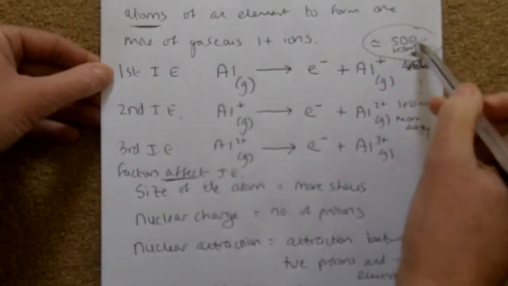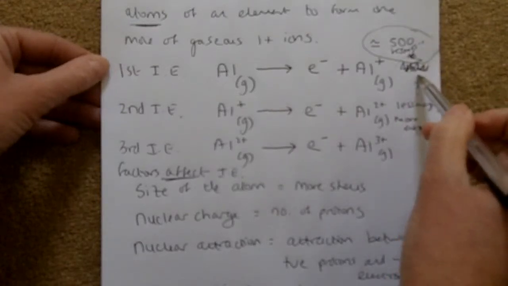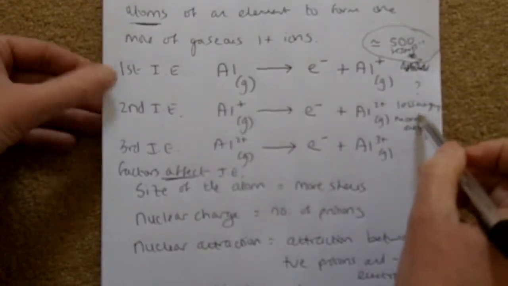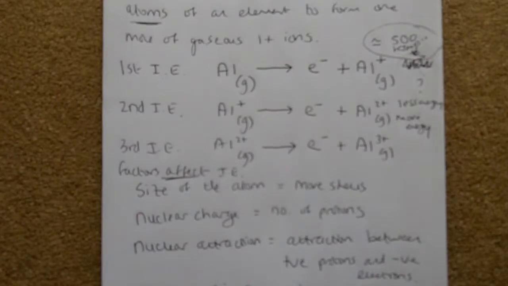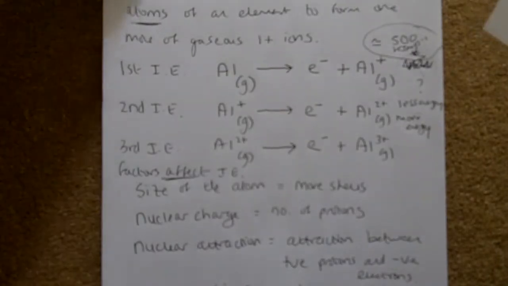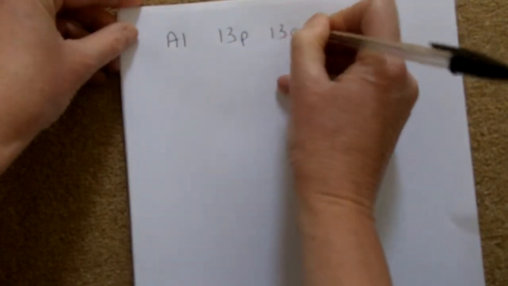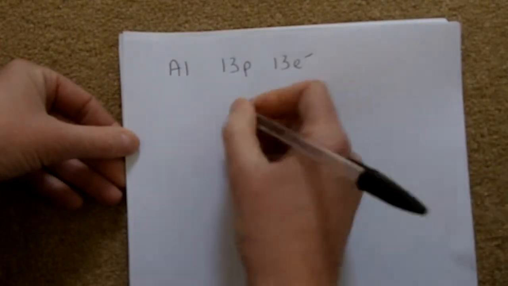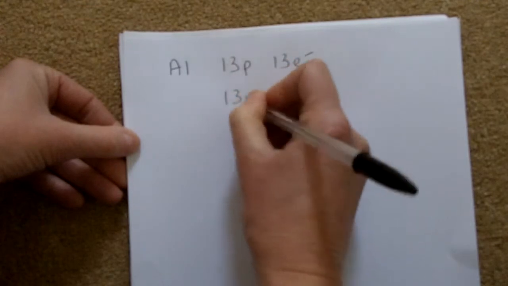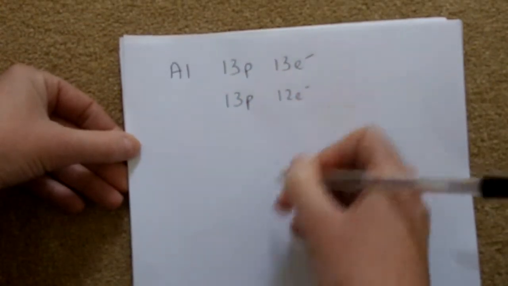So if the first ionization energy is approximately 500 kilojoules per mole, when we remove a second electron, is that going to need more energy or less energy to remove a second electron? Okay, so we take aluminium as an example, just on your piece of paper. So aluminium has got 13 protons and 13 electrons. Okay, so if we remove one of the electrons, we still got 13 protons, but we now have only got 12 electrons.